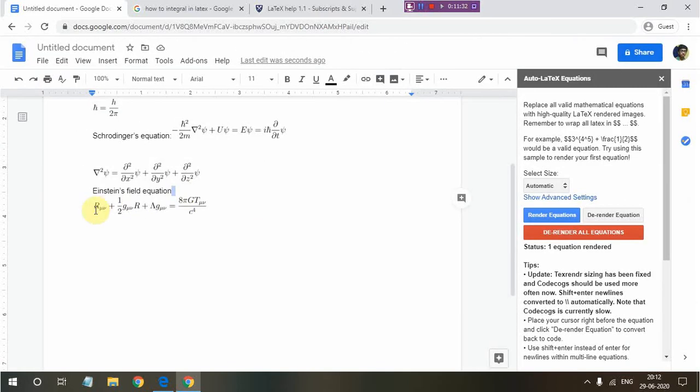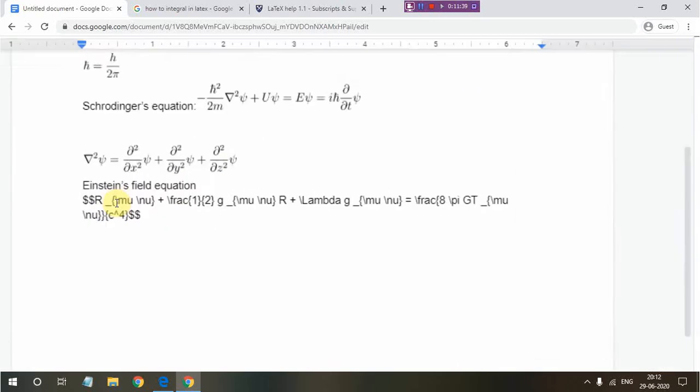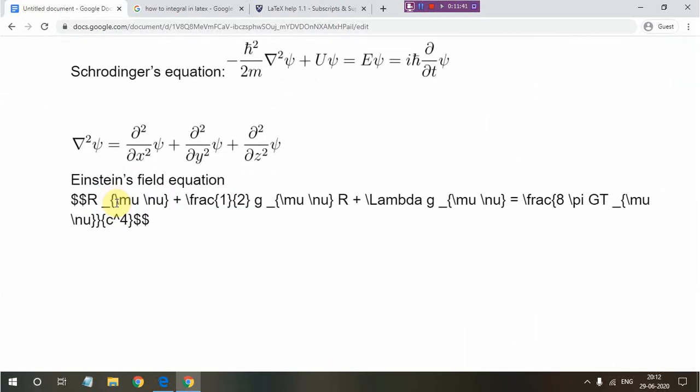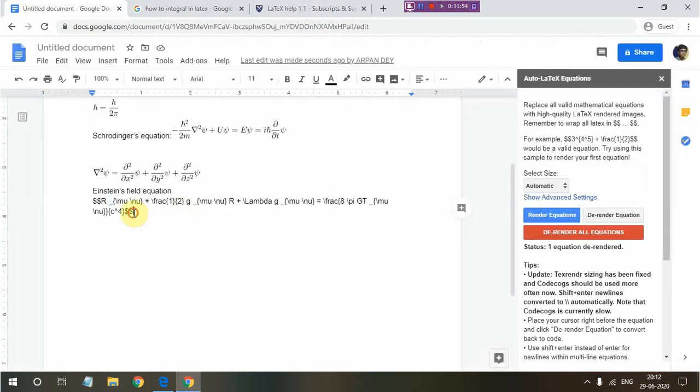Actually, for subscript there's a very simple trick. Let me derender the equation and show you what I have done. For subscript you don't need to use backslash and don't need to type subscript. You just put an underscore symbol, and after that you can write in curly brackets the expression which you want to appear as a subscript, right? So no backslash, just a simple underscore and then in curly brackets that expression.